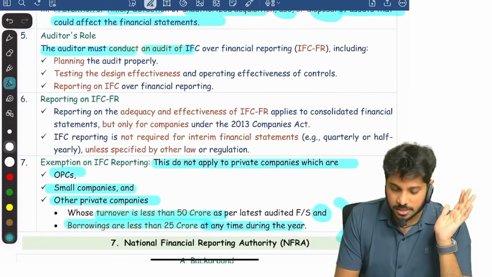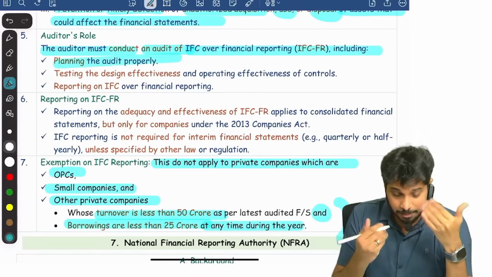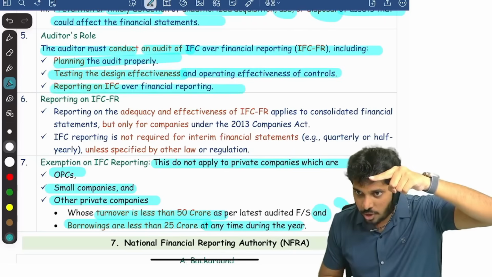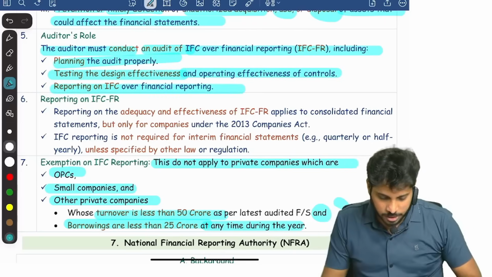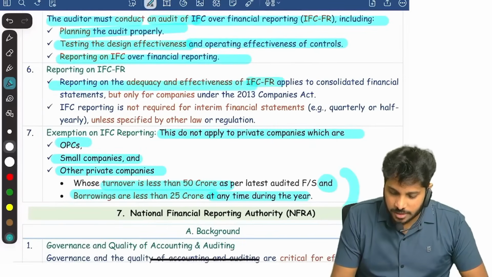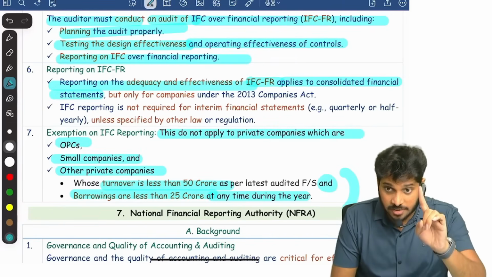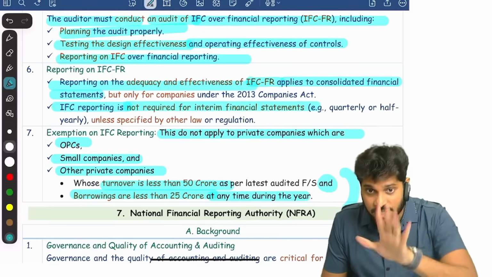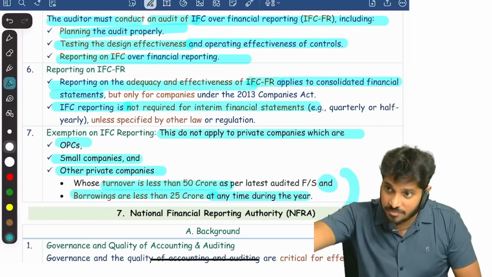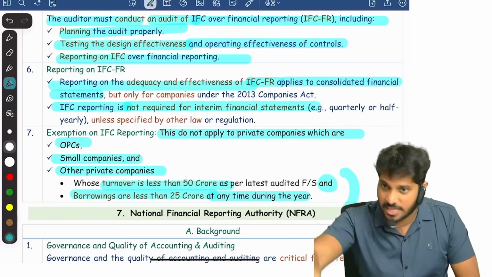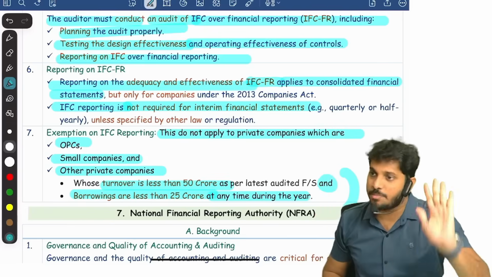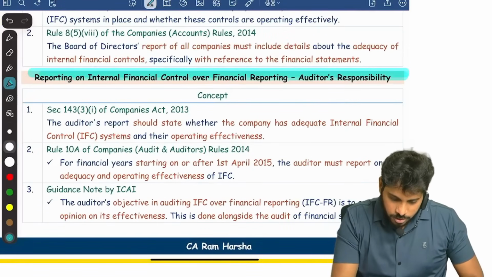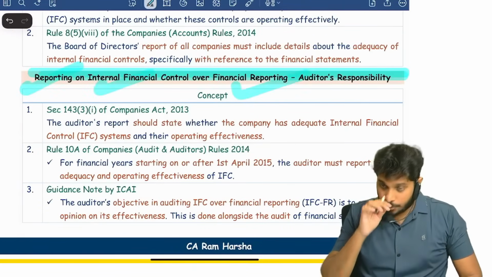The auditor must conduct an audit of IFC over FR, including that you need to plan the audit, you need to test the operating effectiveness of controls, and finally report it. So plan the audit, test operating effectiveness, then report it. Now, reporting on adequacy and effectiveness of IFC is applicable for consolidated financial statements as well. IFC reporting is not required for interim financials. IFC reporting is required only for annual financial statements audit, whether standalone financials or consolidated financials, as the case may be. Are you clear? Whenever an IFC question comes, you should write only this. Okay, so which companies report?